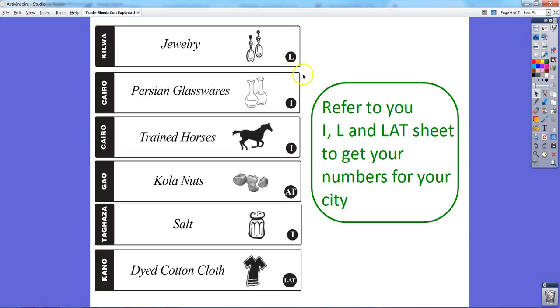During the trade simulation, I had you record how many items you got, as well as how much I, L, and LAT, basically how much culture got into your city. So make sure you have this sheet out. If you don't have it for whatever reason, check with your group members and they will have it for you.